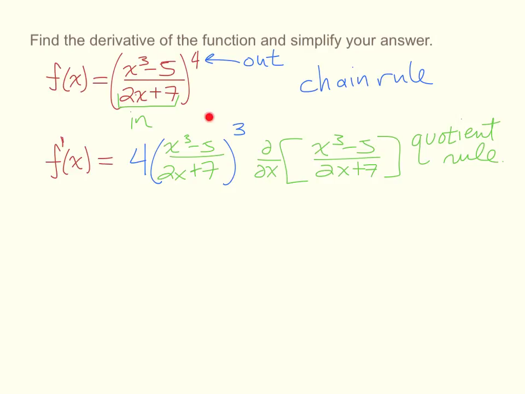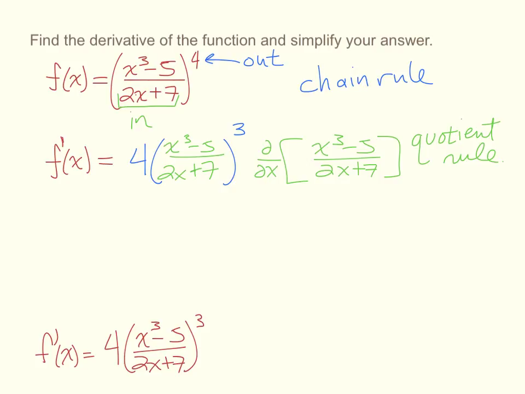So we already know that this will be part of our answer, so I'm going to include this in our answer at the very bottom: 4 times x cubed minus 5 over 2x plus 7, cubed. And to that, we will multiply the derivative of this. So I will be working out the derivative of that quotient rule and then multiplying it at the very end.